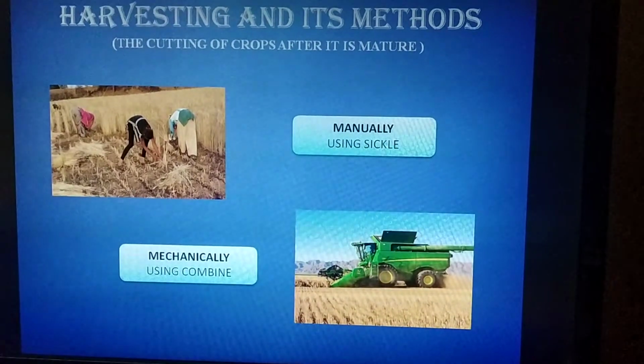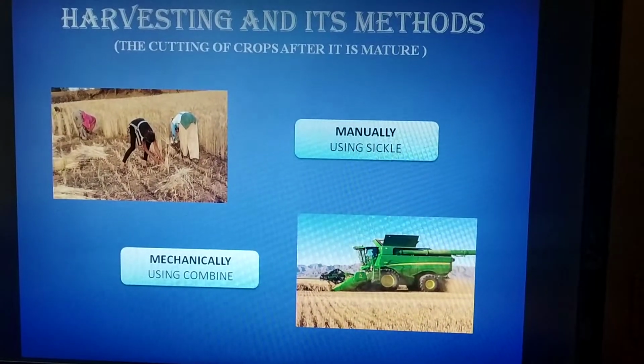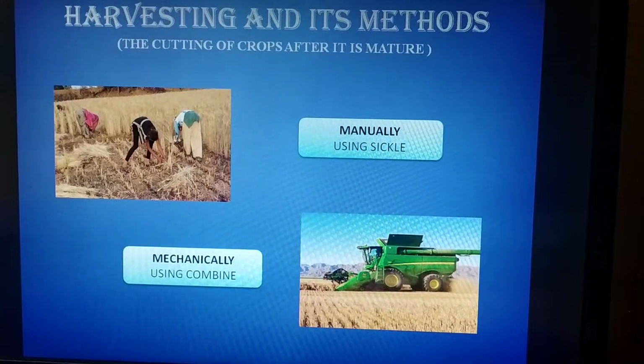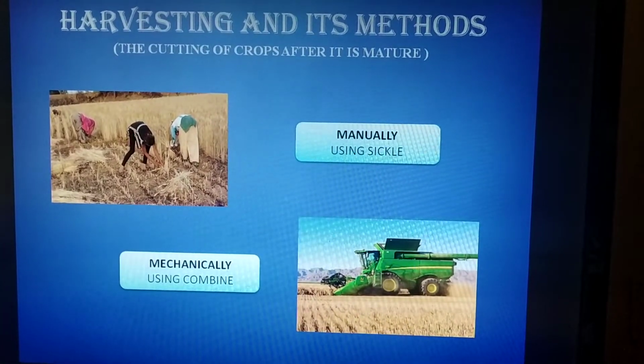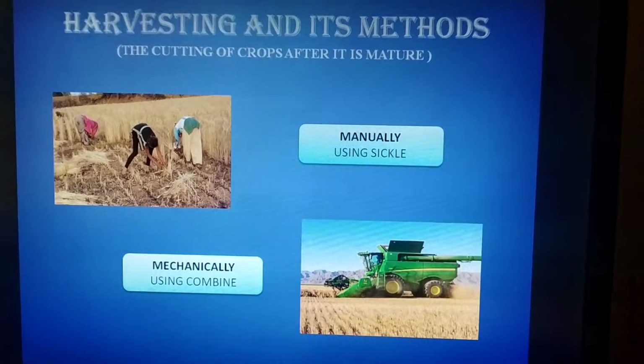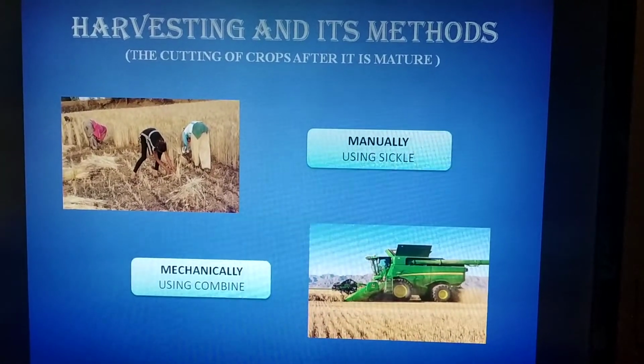After harvesting, the grains need to be separated from the chaff by the process of threshing. That you have studied in class 6. And then the winnowing method will be followed. So with this the harvesting process is done.